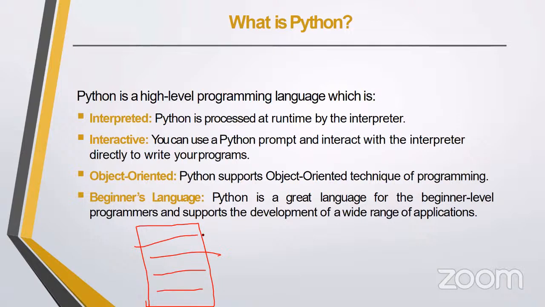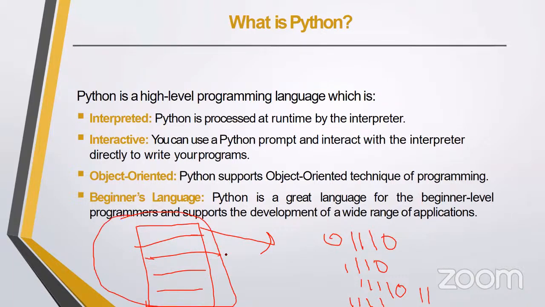If I have written this program, then this complete program needs to be converted into zeros and ones so that it can be understood by the computer and the execution can be done accordingly. Languages like C and C++ convert the complete program in one go into zeros and ones. This is known as compilation, the conversion of a program into binary.